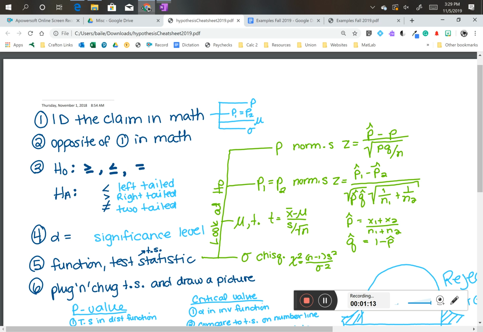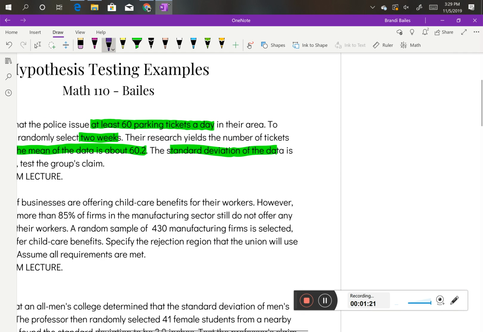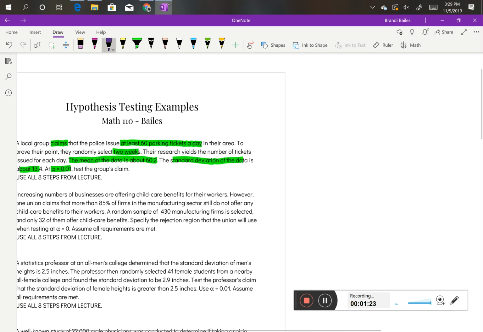Okay, so now let's follow our 8 steps. The first step is to ID the claim in math. So we want to use one of these symbols to be able to figure out what they're claiming. They're trying to claim that the police issue at least 60 parking tickets per day. So they're saying that on average, there's at least 60 parking tickets a day. So step 1 is to write the claim in terms of mathematics.